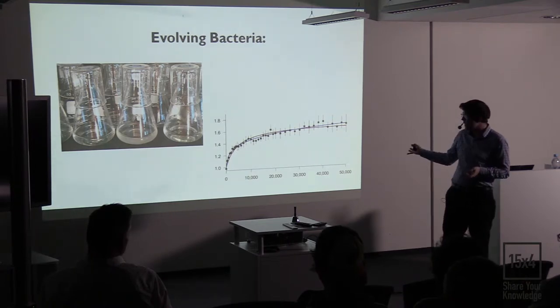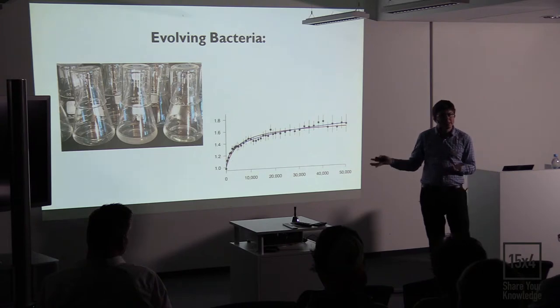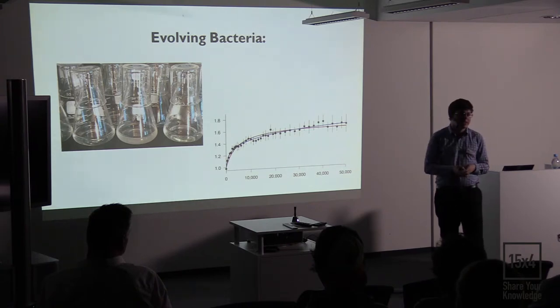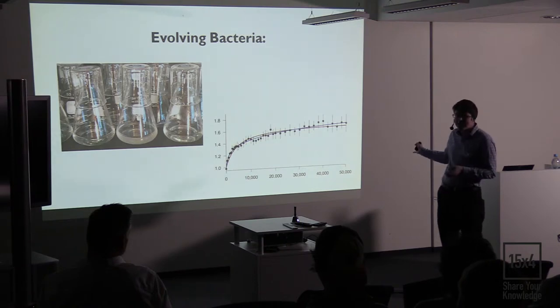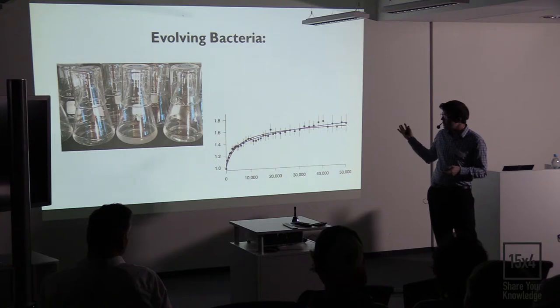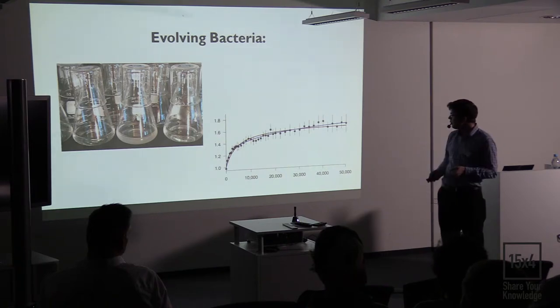And this is one major study that's been done. Going up the y-axis, we have fitness, so it's basically a growth rate, and along the x-axis, we have the number of generations. So this study has now actually gone for 70,000 generations. This was just partway through. And basically, all we see here is an increase in the growth rate.